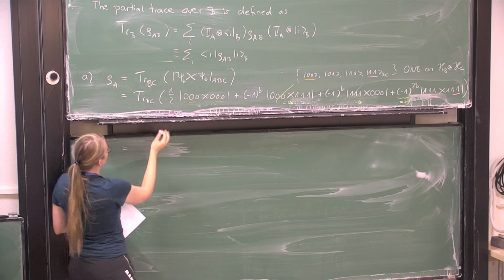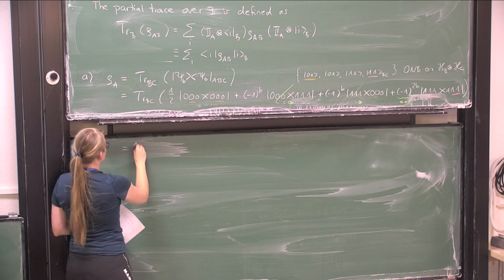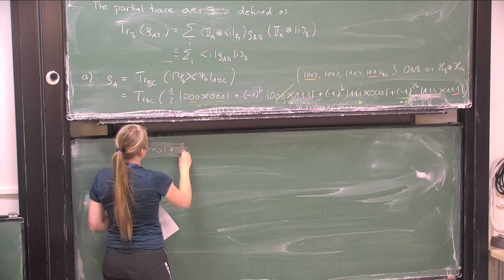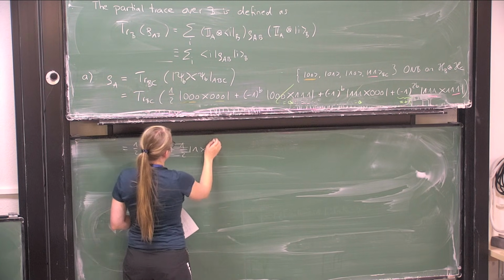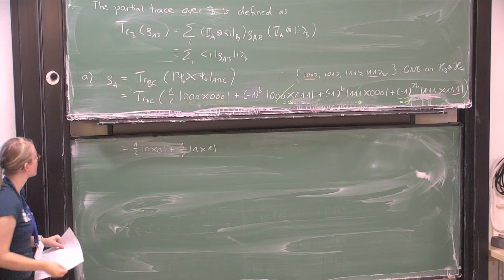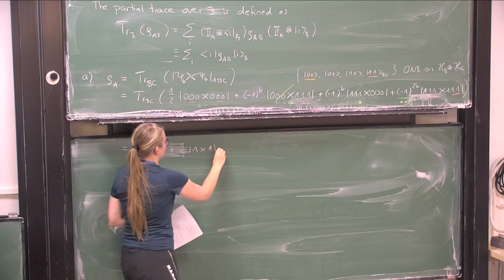what's left of it, so now I'm going to take the trace, and get 1/2 times the diagonal matrix with entries 1/2, 0, 0, 1/2 for Alice's state. This is all on Alice.